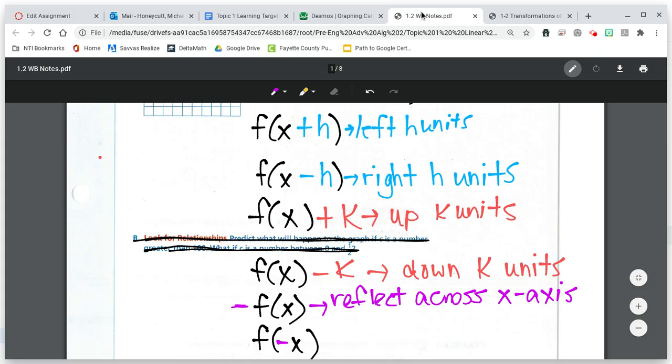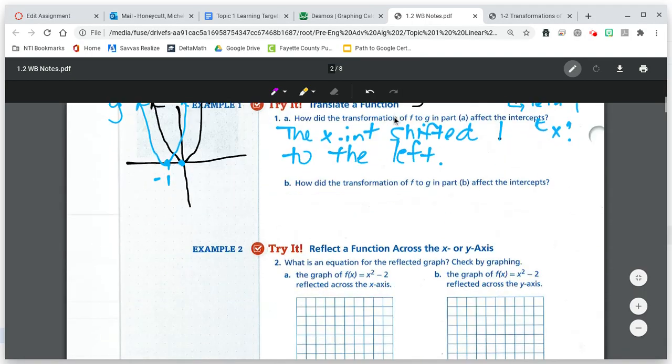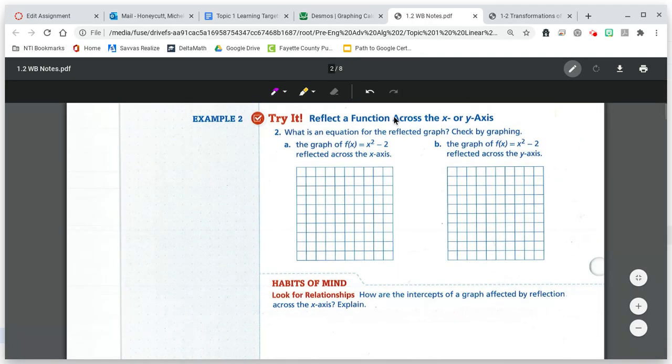If you put a negative with the x, that is going to be a reflection across the y-axis. So that's going to give us enough information to move on and do example 2. What is an equation for the reflected graph? And we can check by graphing. So we want to reflect the graph of f of x across the x-axis.